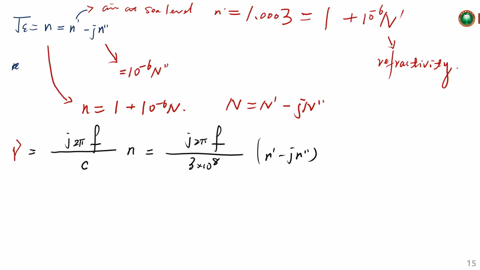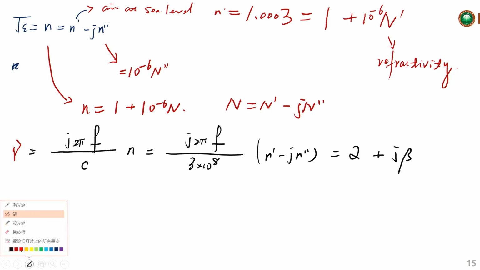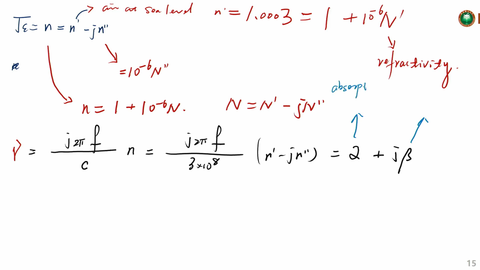And so the propagation constant is also related to alpha plus j times beta, right? Could you remember how alpha and beta are represented? Alpha represents the absorption by the medium, so it is called the absorption constant, right? And beta relates to the refraction, so it is called the phase constant.